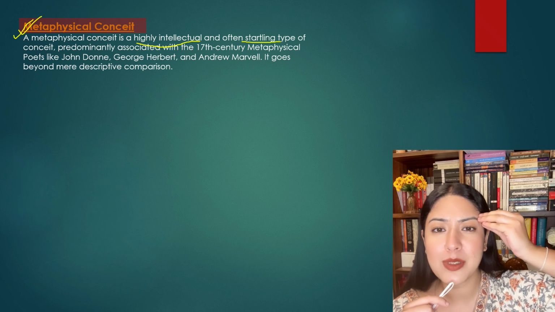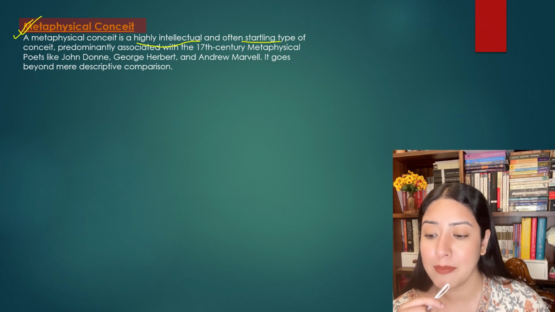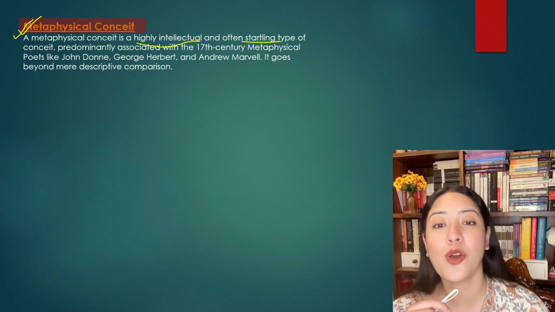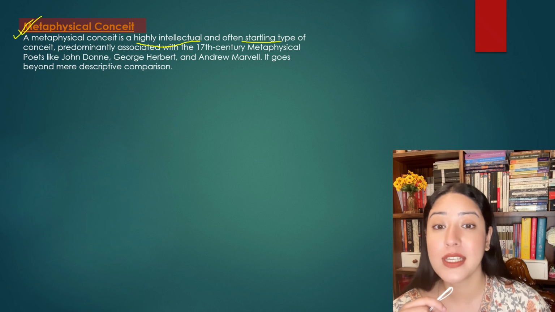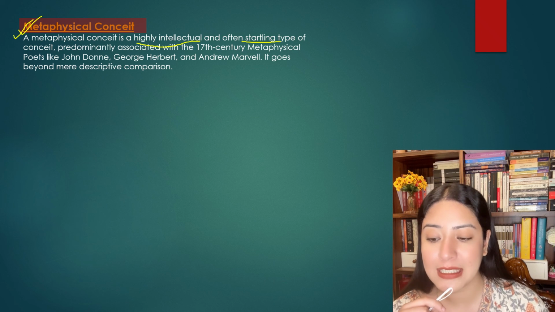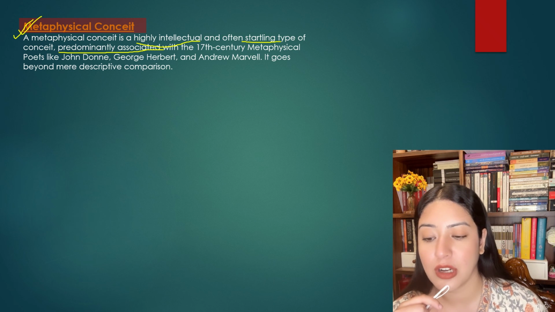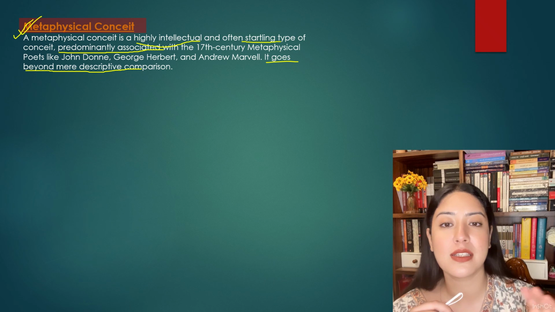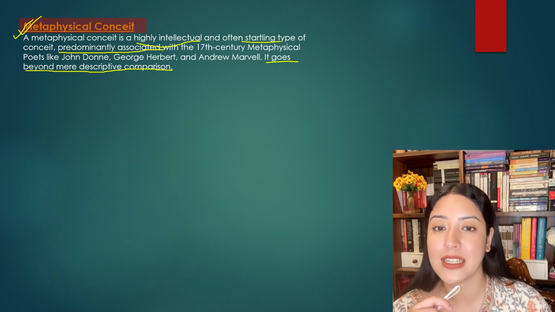So, sometimes you can't even make sense of what he's saying. Does it even make sense? It doesn't, right? So the metaphysical conceit is highly intellectual and often startling. It's shocking, it's unconventional, and it makes you question things. What does the poet actually mean? Predominantly associated with the 17th century metaphysical poets like John Donne, George Herbert, and Andrew Marvell. So it goes beyond mere descriptive comparison. Like I said, just descriptive comparison is not enough. It goes on and on and on, often making unconventional analogies.